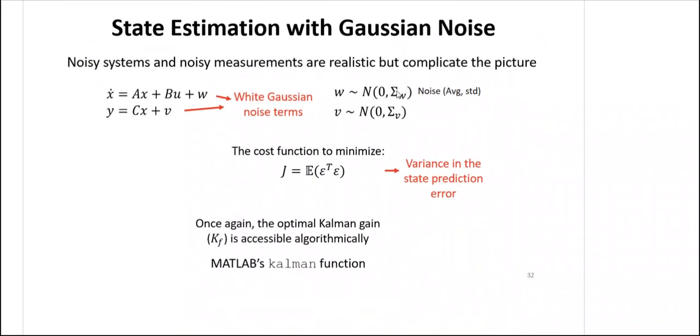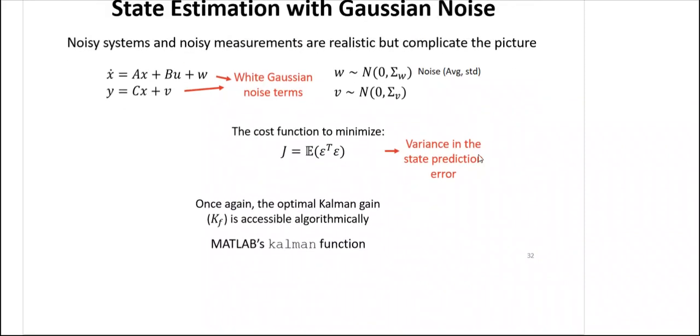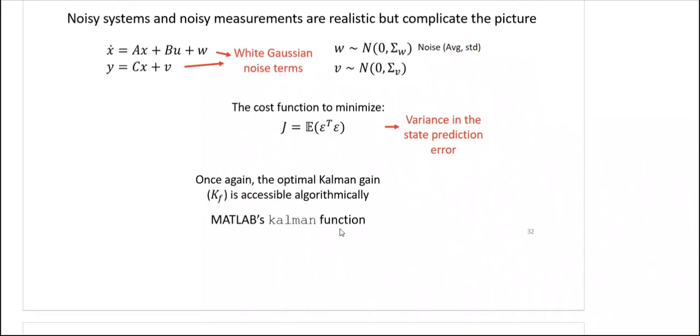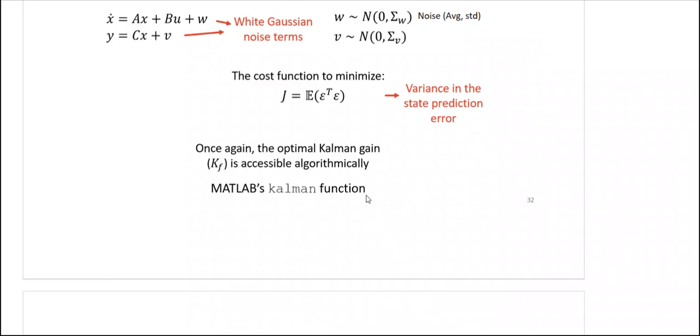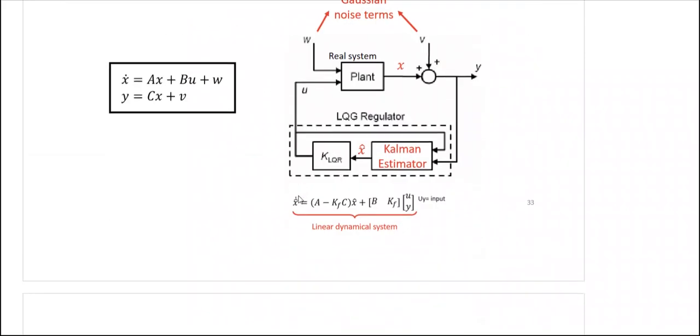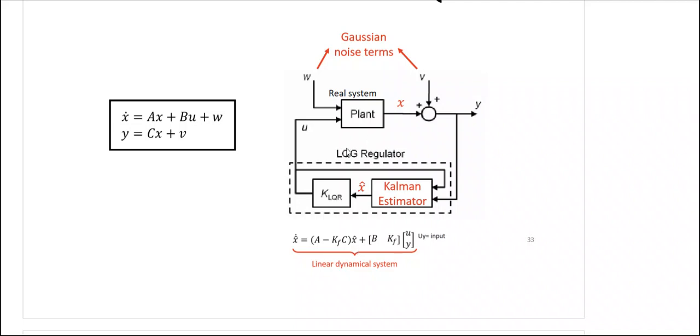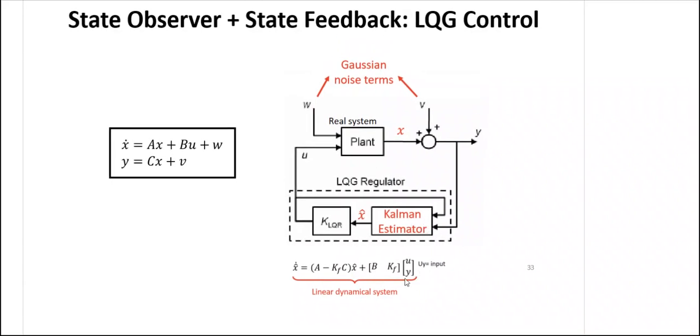In real life we have a bunch of noises, so we have to add a Gaussian noise term, like this. This means the average of the white noise is 0, with some standard deviation. The cost function minimizes the variance in the state prediction error. Once again, you can get the Kalman gain Kf through a MATLAB function. Pretty easy, apparently.